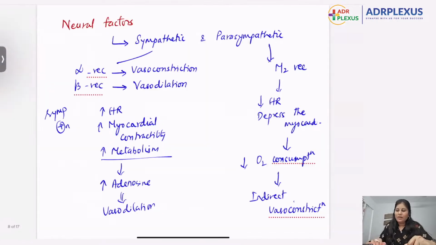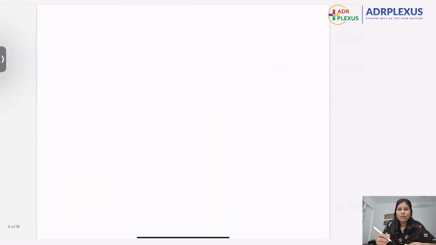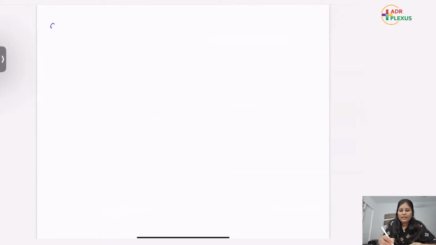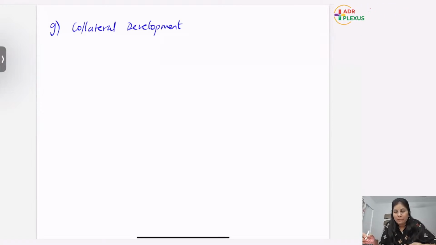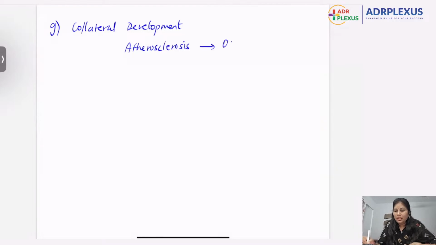Now, what are the other factors? One thing, the point number G, collateral development. These are the special features. As we saw before, whenever there is an ischemia to one part of the heart, that artery is getting occluded by some atherosclerotic development. So immediately with atherosclerosis and occlusion of any vessel, collateral formation will be there.